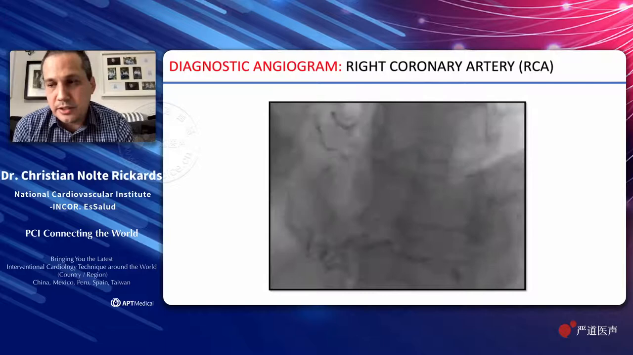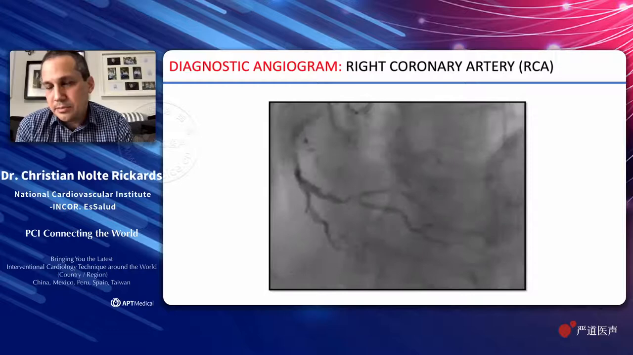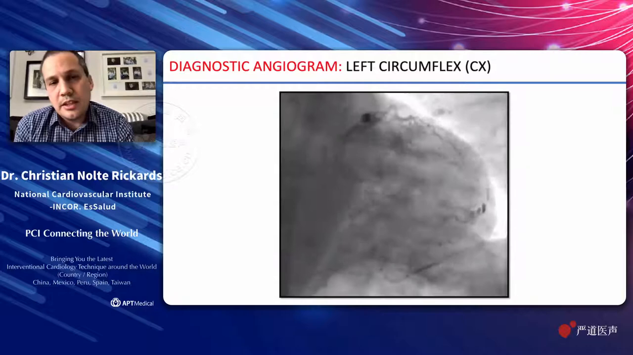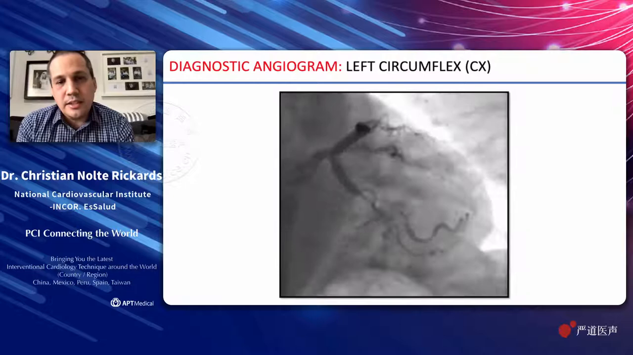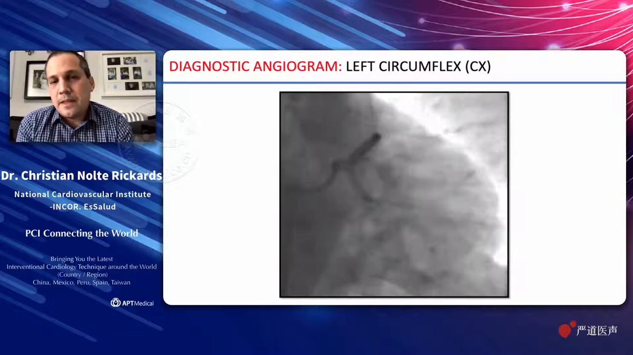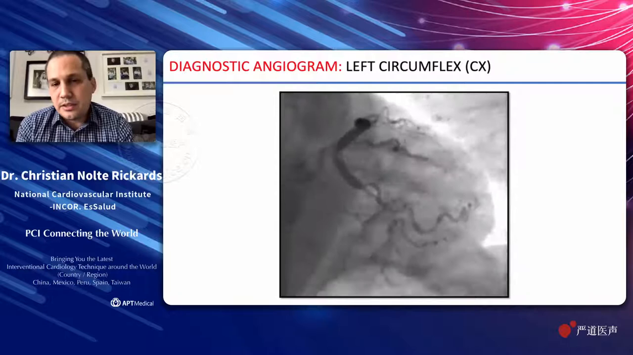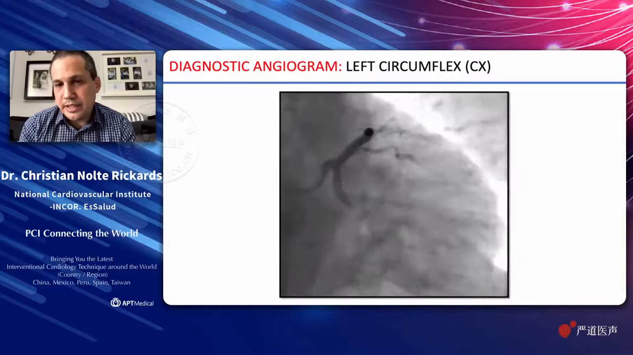Then we have that really diffuse disease, posterolateral branch, and a PDA that has that severe lesion at the ostial segment. On the left coronary, we have left main, which is okay. Then we have that circumflex that is really diseased, lots of calcium in there. All the mid segment of the circ and the distal part of the circ, and all those marginals have ostial lesions and proximal lesions, but they have really good diameter on the distal part.